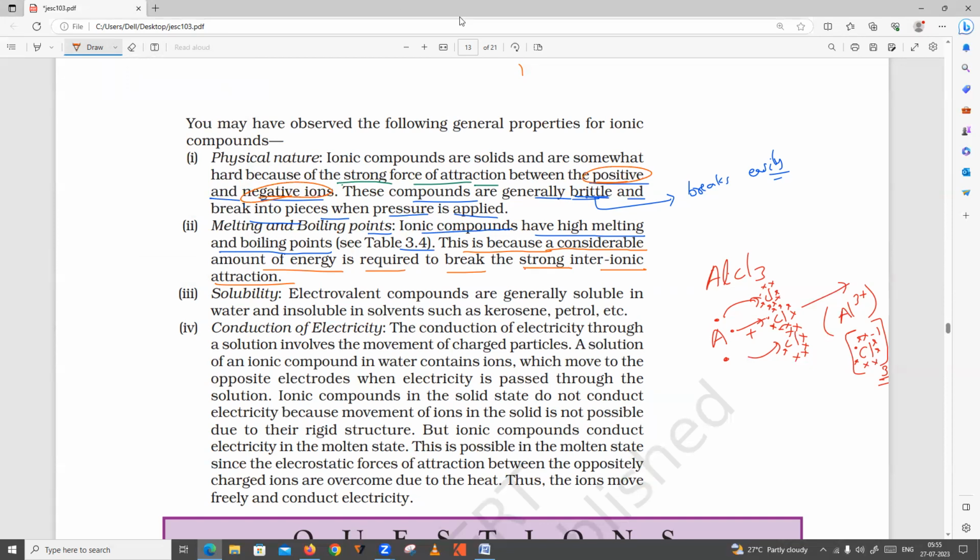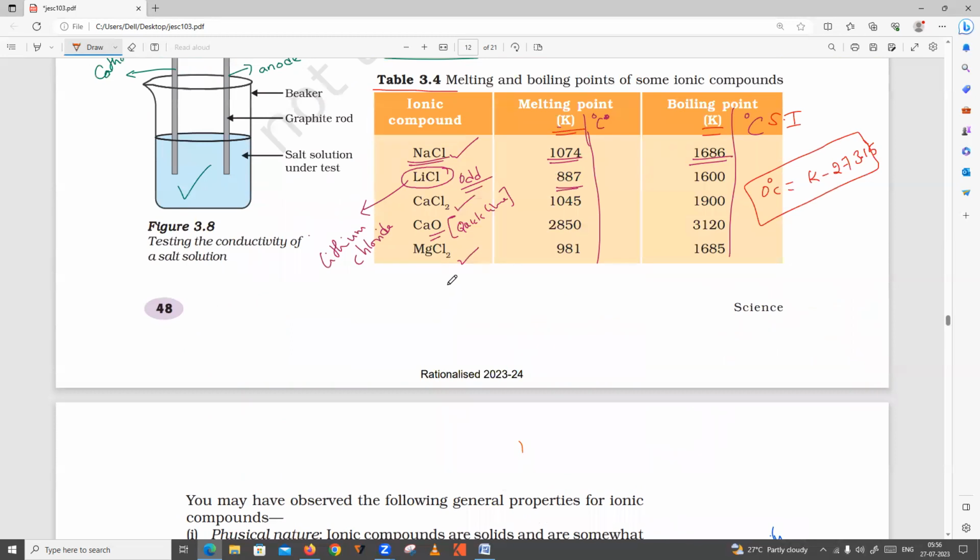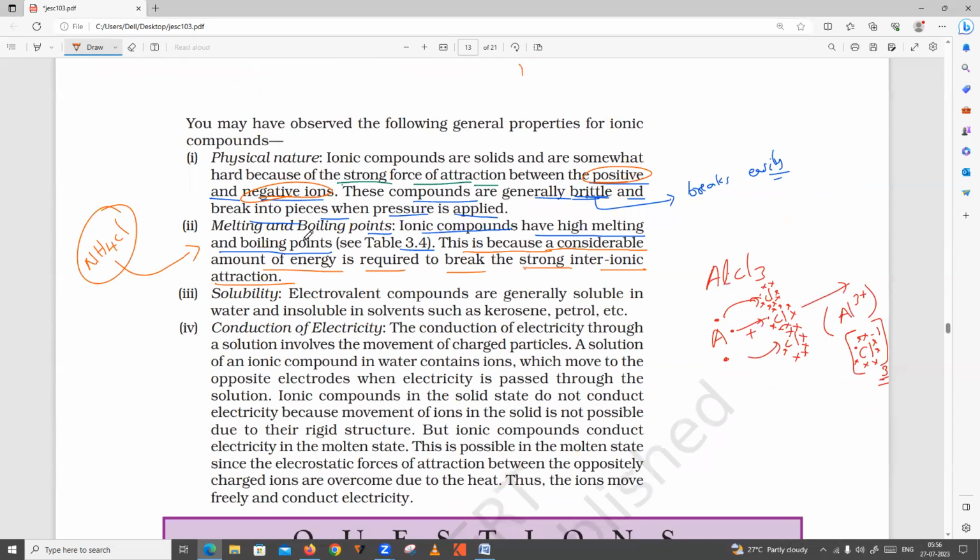Okay. So now a lot of heat is required to overcome this force, but there is an exemption: ammonium chloride. What is the formula of ammonium chloride? NH4Cl. So this one is an exemption. Please remember that. Other than ammonium chloride, all the remaining ones have a strong force of attraction. Understood, Hari? Exception. Clear?